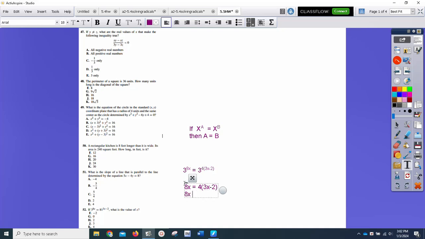That'll give me 8x equals 12x minus 8. And shifting things around, I'll move the 8 to the right. 12x minus 8x is 4x, and I have an x value of 2, which would be choice H.